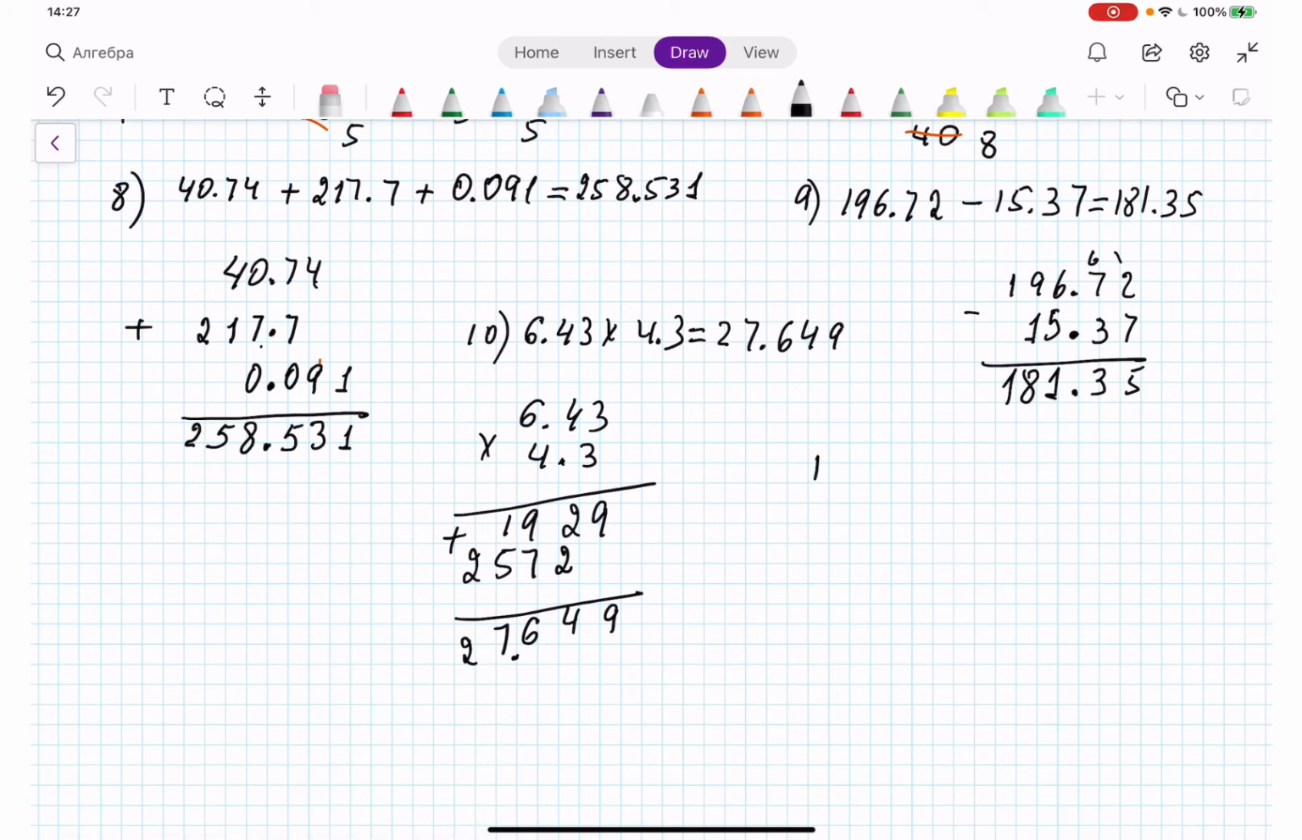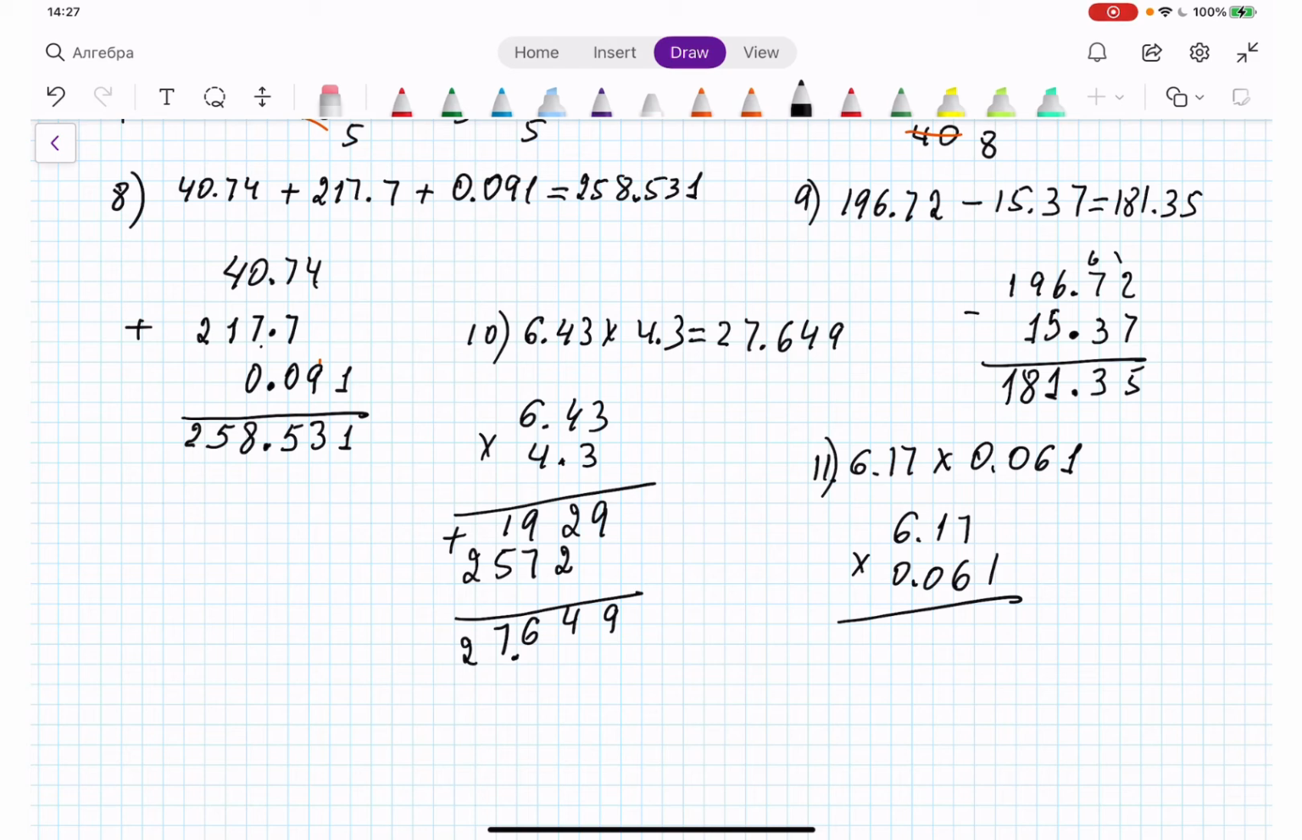Question number 11. 6.17 times 0.061. Again, we are ignoring the decimal notation at the beginning, and then we can bring back the decimal notations.